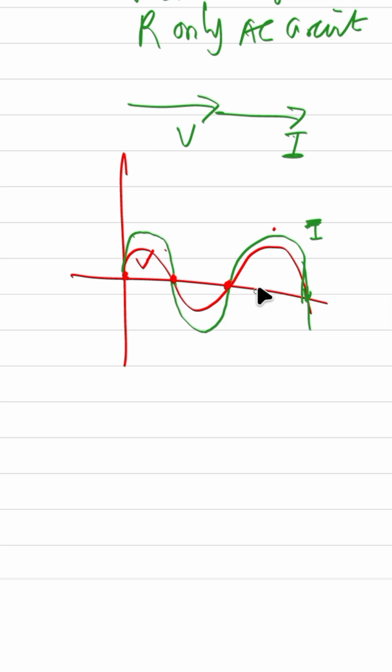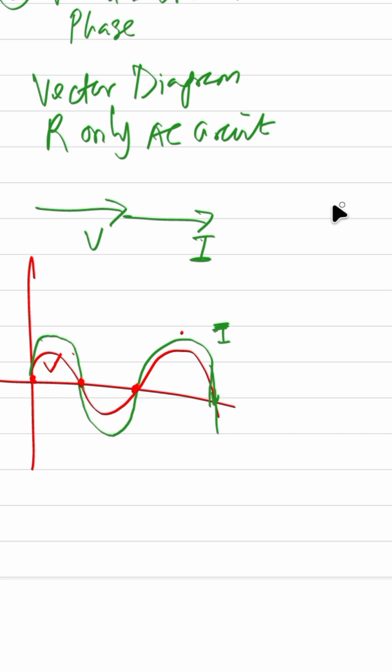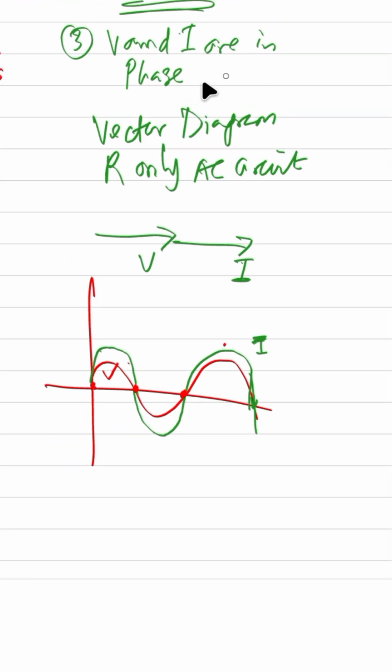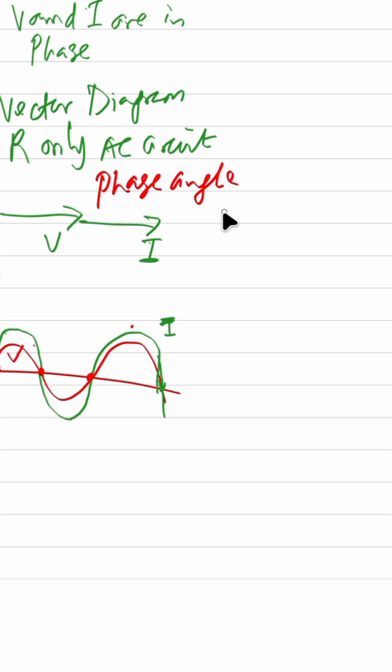So that means they are in phase. They are together. They are moving together. No one is gapping the other one. No one is leading. No one is lagging. Take note, the current and voltage are in phase. So they might ask you for phase angle. Phase angle in this case is 0. In a resistor-only circuit, the phase angle theta is 0 degrees.